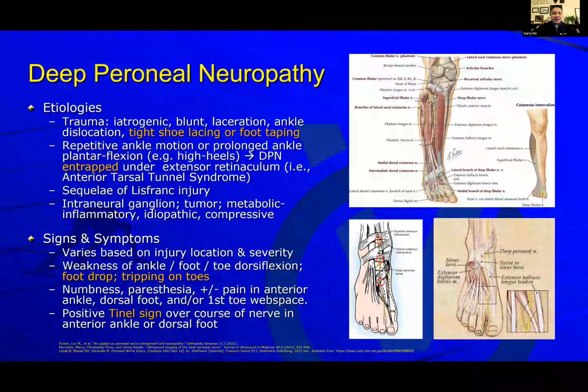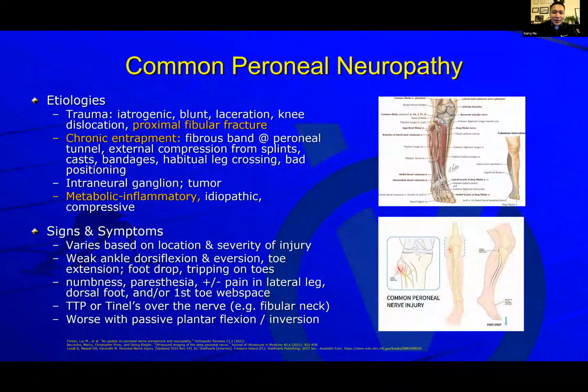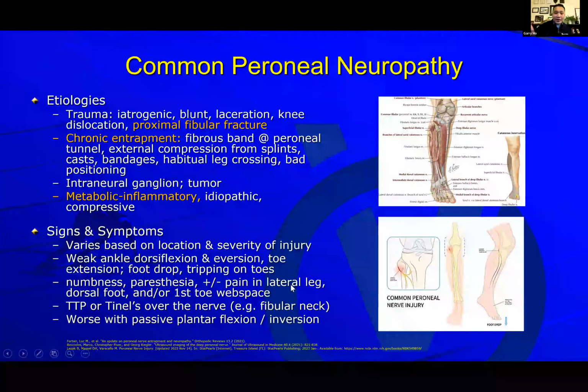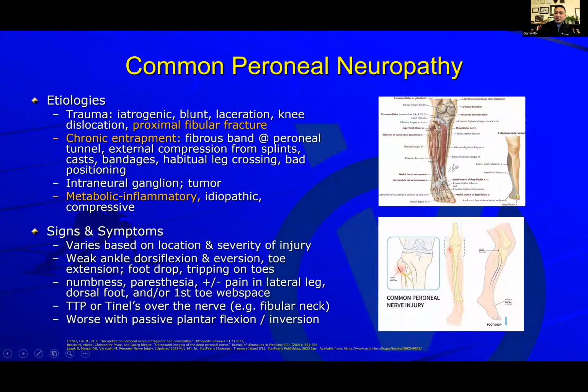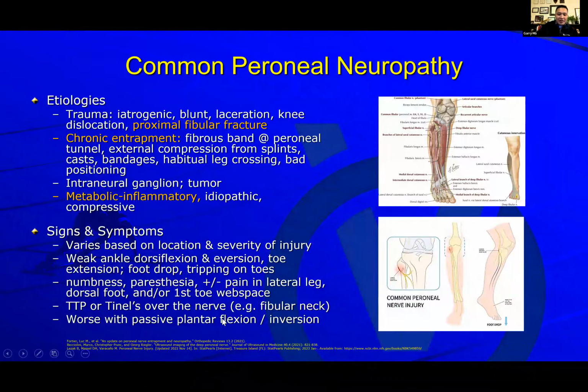So you can make the diagnosis by a positive Tinel's and a clinical diagnosis. And if you have common peroneal nerve entrapment, you can get a positive Tinel's by the fibular neck, perhaps just behind the fibular head, or you'll see symptoms of both superficial and deep peroneal neuropathy. So you'll see, for example, foot drop, tripping over the toes, etc.